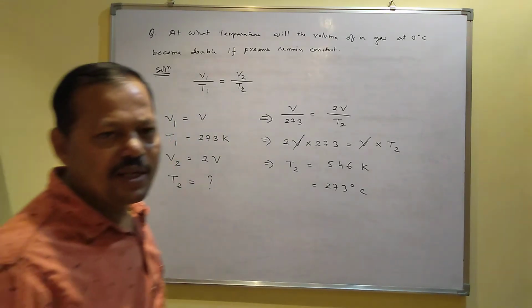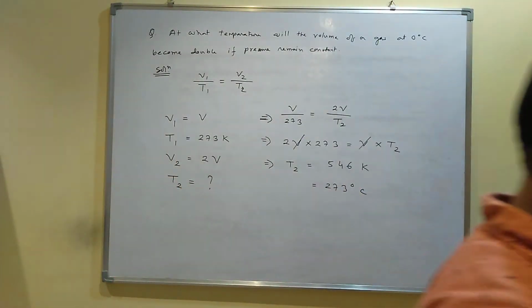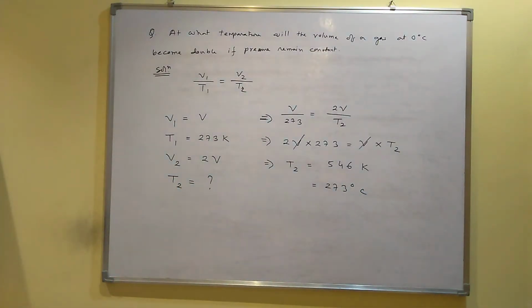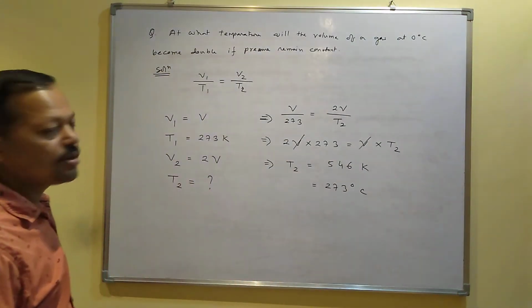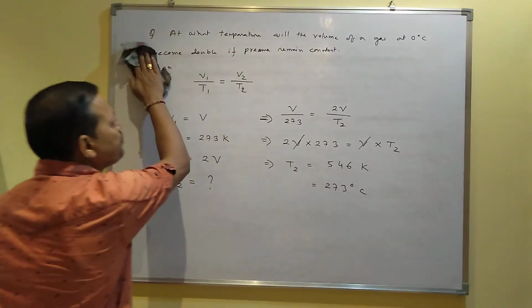So this is the application of Charles's law. By applying the Charles's law equation, you can do this type of numerical if the temperature and volume are given at constant pressure. The constant pressure should be mentioned, otherwise Charles's law cannot be applied. Your pressure must be constant.